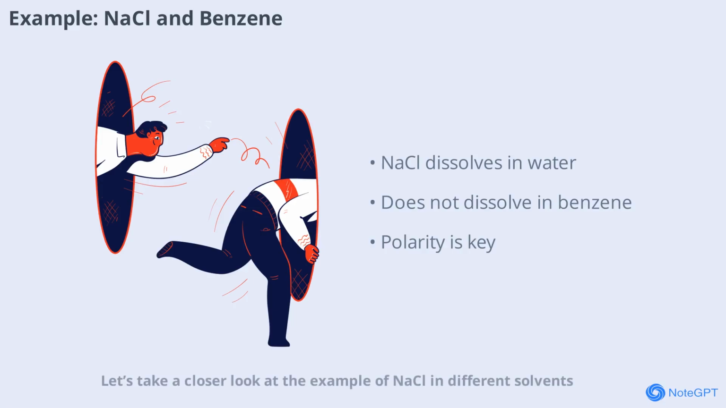Let's take a closer look at the example of NaCl in different solvents. Sodium chloride dissolves easily in water because both are polar. But if you try to dissolve NaCl in benzene, which is nonpolar, it won't work. This demonstrates the importance of matching the polarity of solute and solvent when trying to dissolve a substance. It's a key concept in chemistry and helps us predict solubility outcomes.